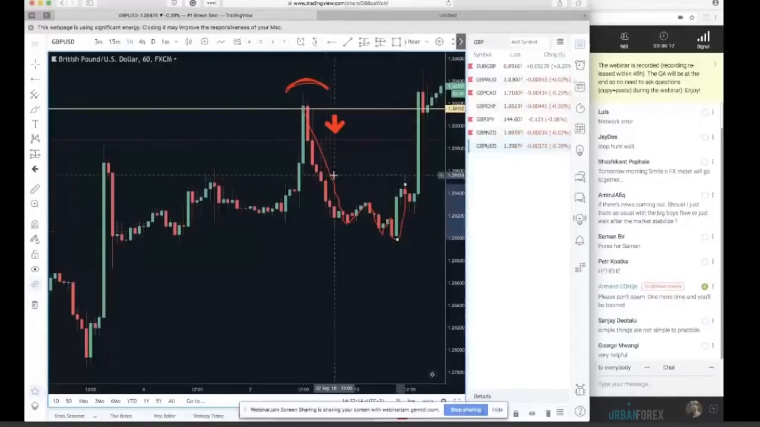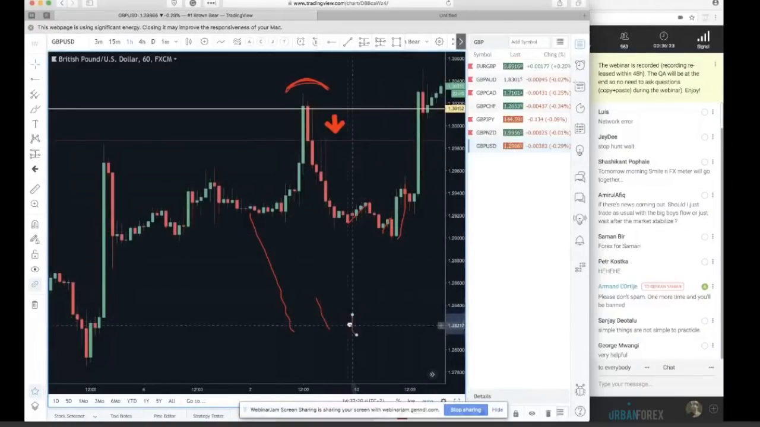Okay, let's bring it out. His first run. His next run. And his last run, which couldn't even make a lower low properly. All of these things combined are telling you the sells are dying.